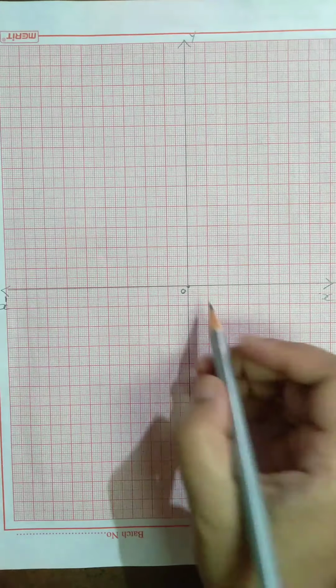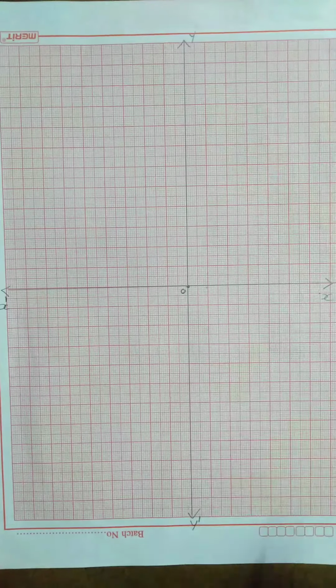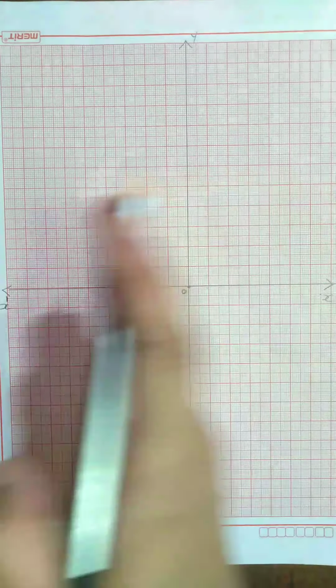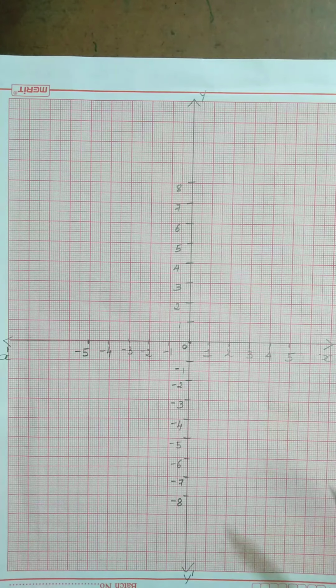Next, these are 1 centimeter apart. So, the right side represents positive numbers. On the left side, negative numbers are represented. Therefore, we have represented the values like this.